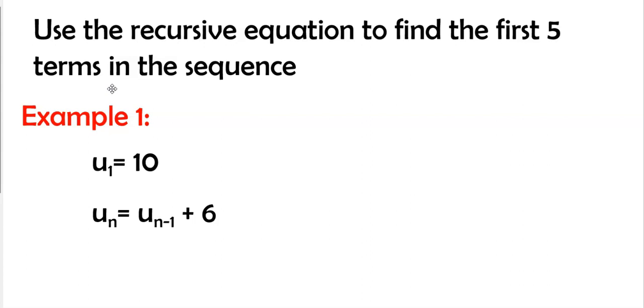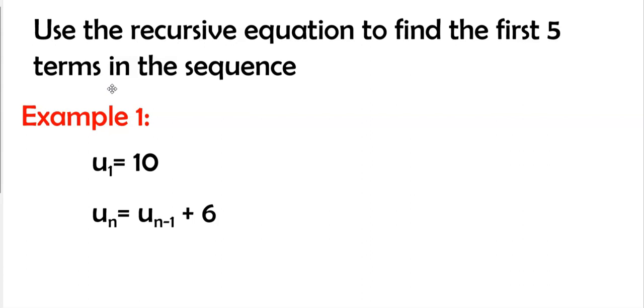Okay, so we'll get into some examples here. This first one says use the recursive equation to find the first 5 terms in the sequence. They give us the first term, and then they give us the general equation. Now, you're going to notice with recursion, instead of using a, they're going to use u. That's how your graphing calculator is going to be set up to use, so we'll stick with u's. If I accidentally use an a, that was an accident.